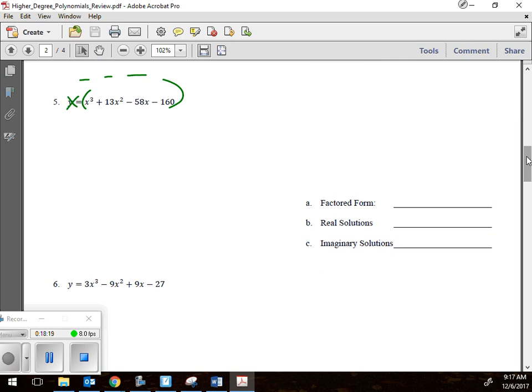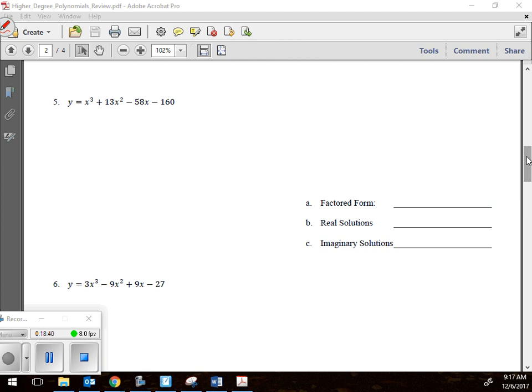In here, I don't see anything that can factor out of everything. Hopefully there'd be an x or a 2 or something, but no, nothing factors out of everything. So then this is just cruel, unless it can factor by grouping.